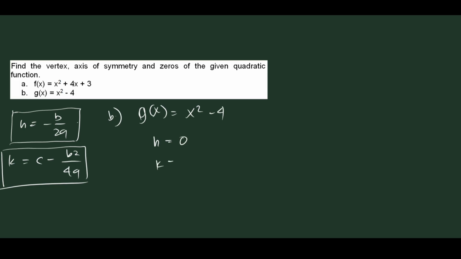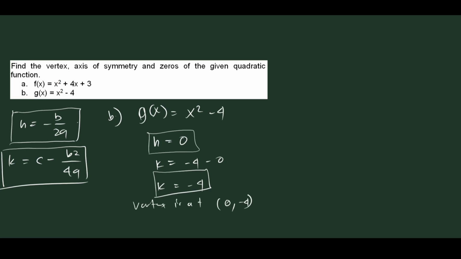So how do we find k? k is equal to c. Our c right here is negative 4, right? Negative 4 minus b squared over 4a. Again, our b is 0, so this will be 0. So k is equal to negative 4. So there you have it, our vertex. So vertex is at 0, negative 4. And then our axis of symmetry is x is equal to 0. Okay, x is equal to 0. So that is basically the y-axis.